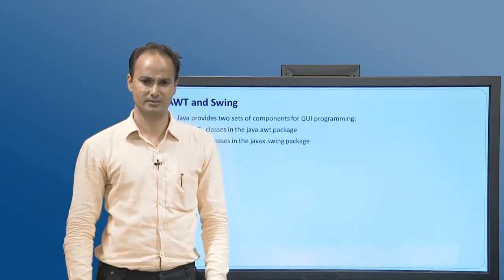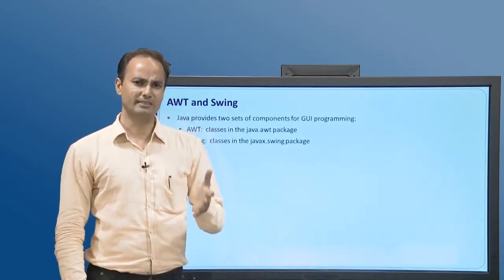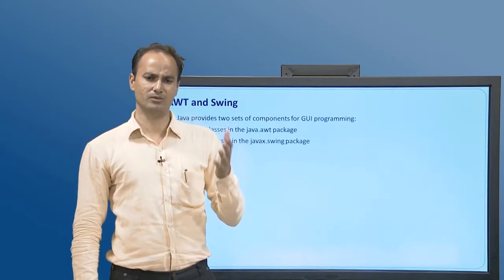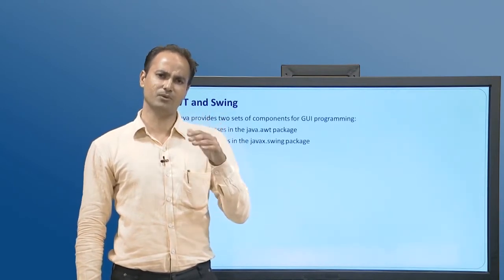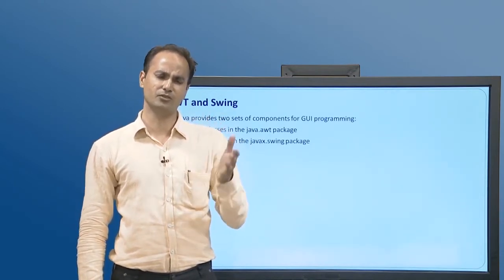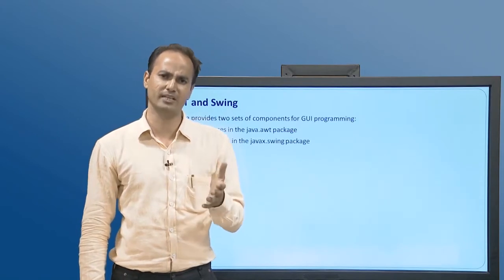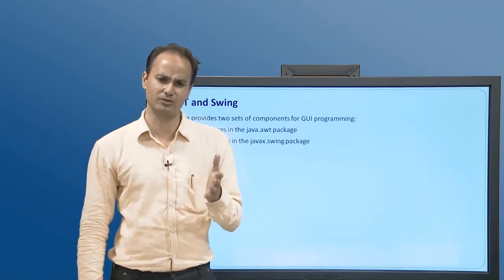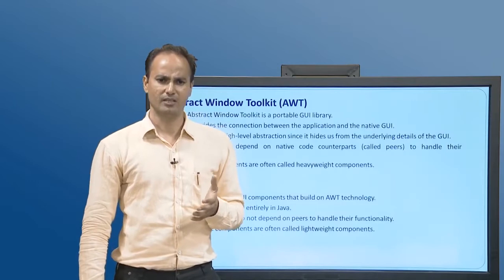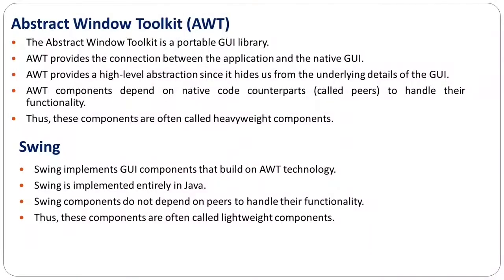Next, we have already discussed AWT and Swing. Generally, the main difference is that if you want to develop AWT applications, you need to import the java.awt package, and in Swing you need to import the javax.swing package. Abstract Window Toolkit is all about AWT, that we have already seen.